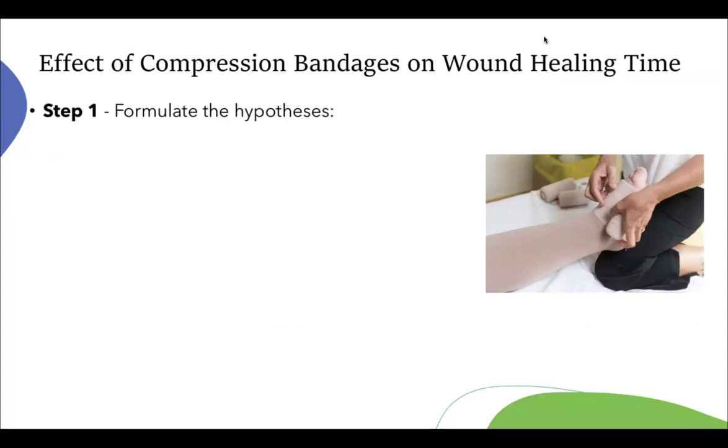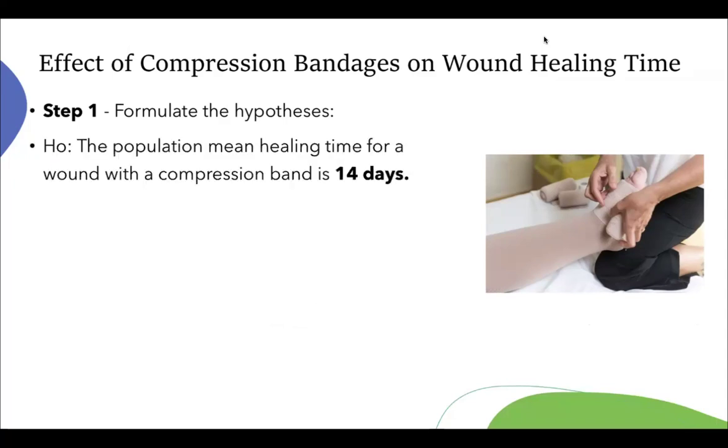So that's the first step of our hypothesis test procedure. We write the null and alternative hypotheses. The null hypothesis is where we state what the status quo is: the population mean healing time for a wound with compression band is 14 days. So here we're assuming that even though we're using a compression band, the result is the same as if we were not using a compression band. It's still 14 days. In other words, the compression band does nothing. And we symbolize that with mu equals 14.